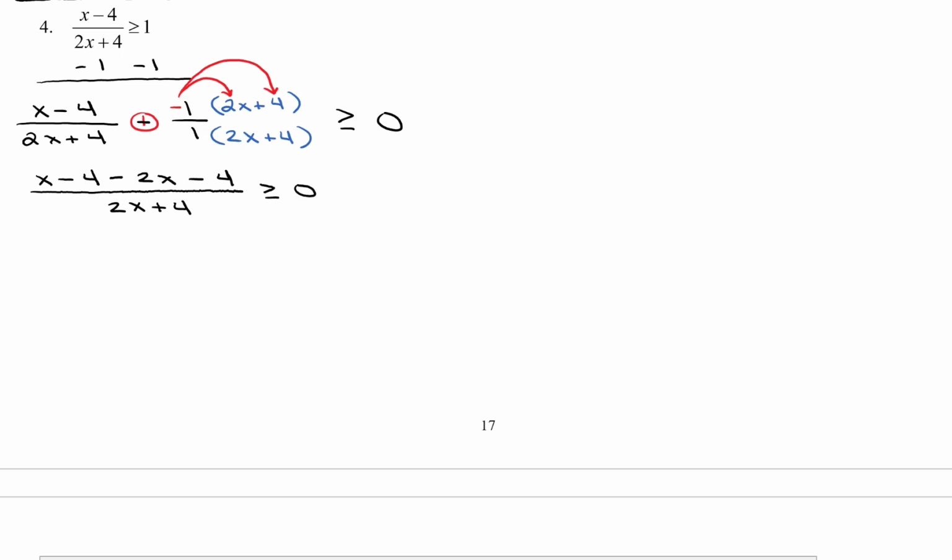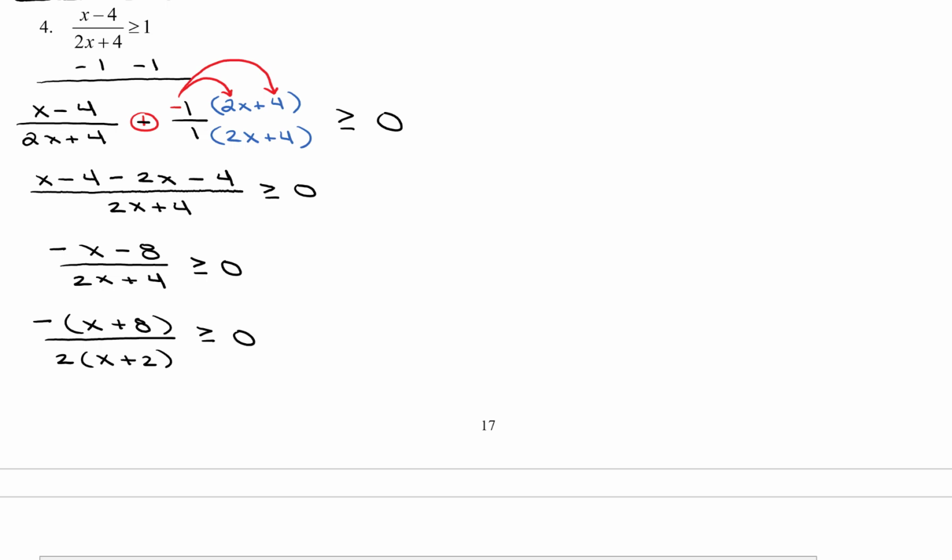And greater than or equal to 0. Let's combine some like terms in the numerator. We're going to get negative x minus 8 over 2x plus 4. And when is this greater than or equal to 0? I'm going to factor this out a little bit, just so it looks a little bit nicer to me. I just think when I factor stuff out, it's easier for me to see certain things here.